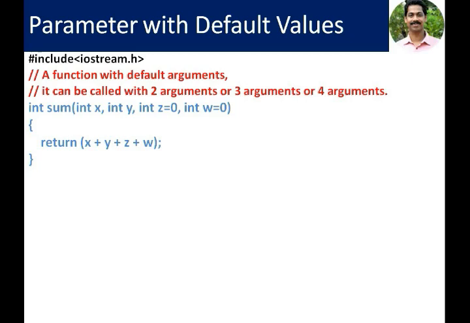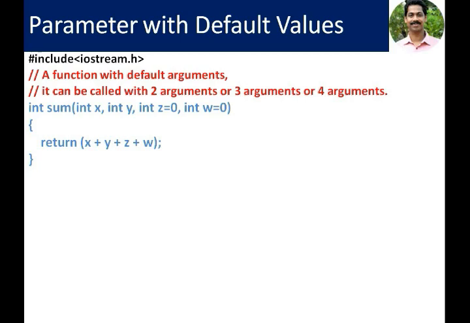So in this function, two formal parameters are without default values. That means at least two values must be passed on to this function. Body of the function is only one return statement, return x plus y plus z plus w.